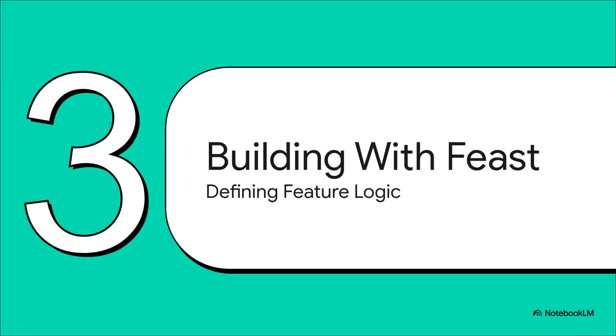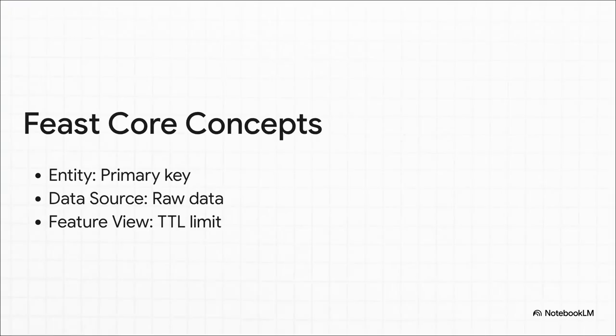Section 3. Building features with Feast. So how do we actually build this out? We use Feast. And Feast relies on three core concepts to keep everything perfectly identical across your environments. First up is the entity. This is essentially just your primary key, like a customer ID. Second is the data source, which literally just points to where your raw data lives, like a Parquet file. And third, the big one, the feature view.